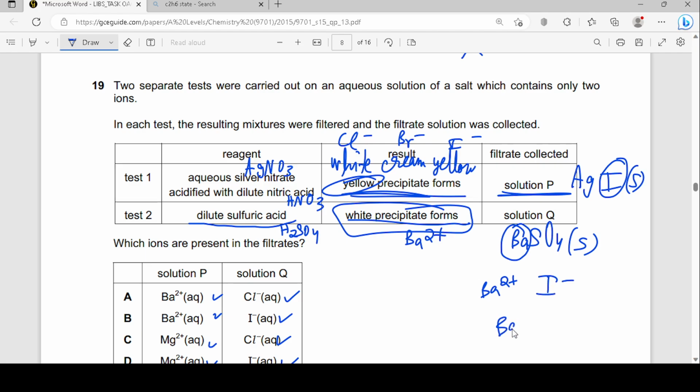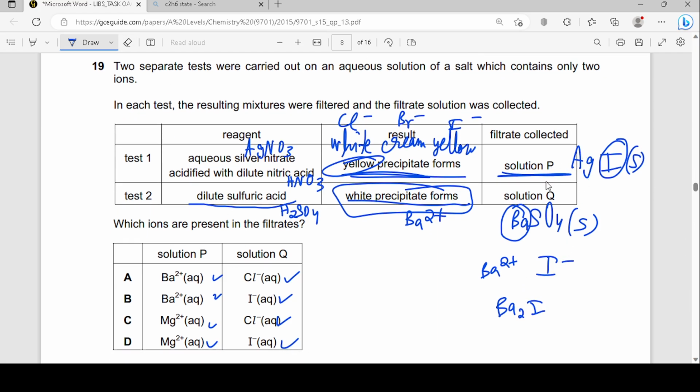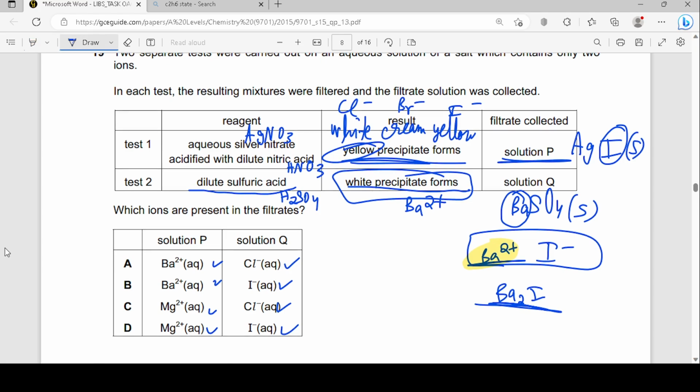So you get BaI2 maybe. Anyways, the point being that if your residue, which is the solid, is AgI, that means the one that has not reacted from this compound, which contains Ba2 plus and I minus, is Ba2 plus, right? So that will be in the filtrate, which is the solution. So that's why they said filtrate collected, right? And that makes sense. So Ba2 plus is in the filtrate. So I would say either A or B is the right answer.